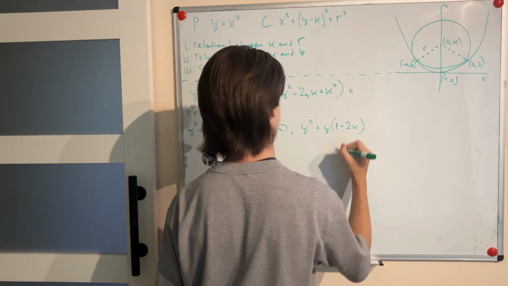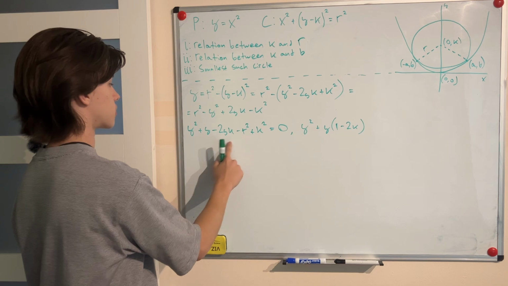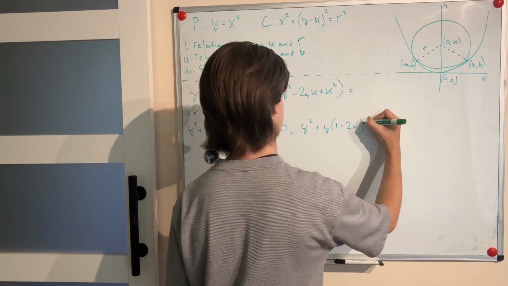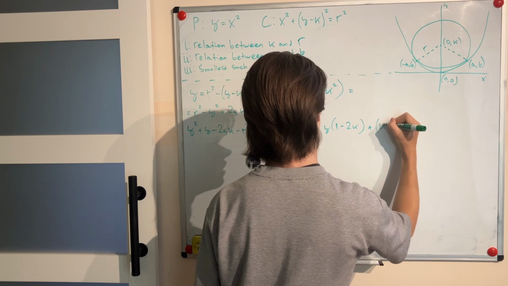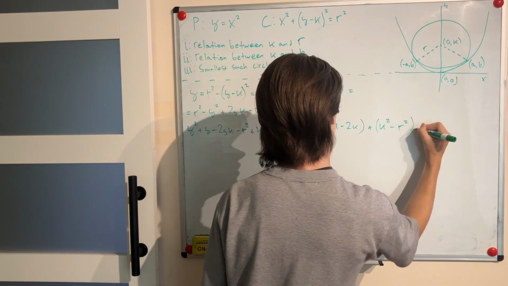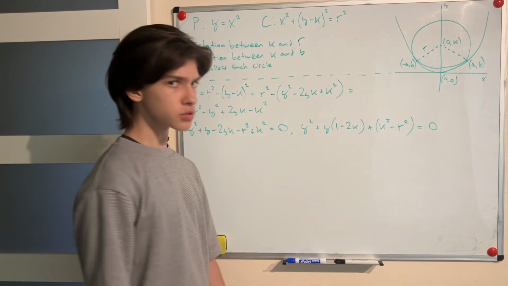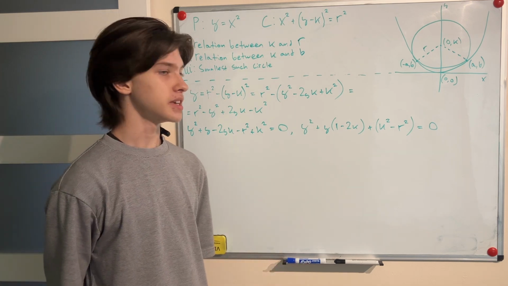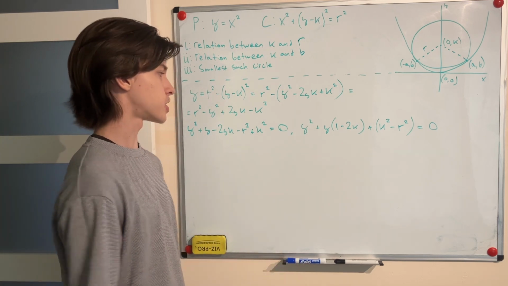Get y times 1 minus 2k. This is our y term. And also our constants k squared and r squared, as this: k squared minus r squared is equal to 0. Notice this is just a quadratic in the form of ax squared plus bx plus c. Well, not x, but y.